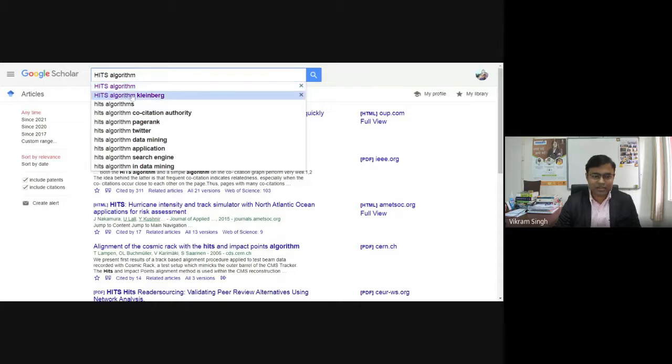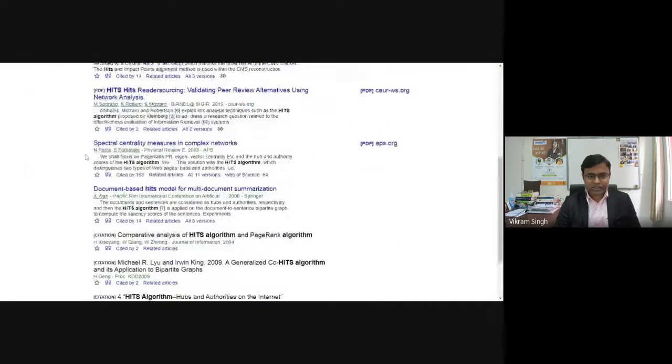You can select this particular keyword, or there's another transformed version of HITS. Here we have kept HITS in capital letters, and in the third suggestion, it is basically lowercase text. Then we can have HITS with some co-citation authority. So there are a lot of suggestions coming, and to draw these query suggestions, Google Scholar has a query suggestion algorithm with some mechanisms to derive these different suggested keywords, right?